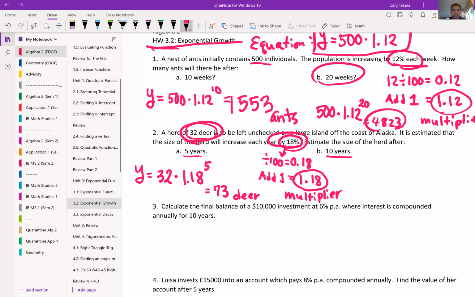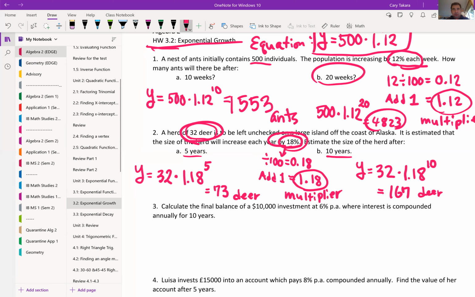And then let's do the 10-year, okay? So y equals, again, the initial value is 32. Multiplier is 1.18 to the 10th power, because we want to figure out 10 years later. So 32 times 1.18 to the 10th power. What do you get? Very good, thank you. 167 deer.